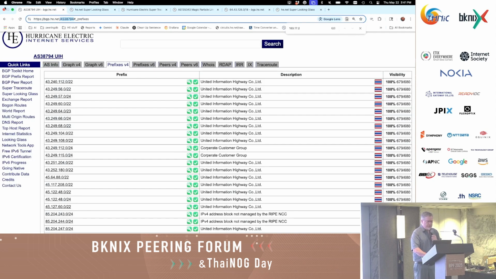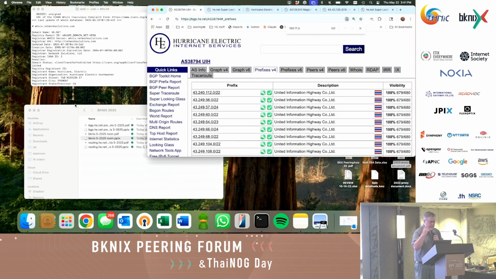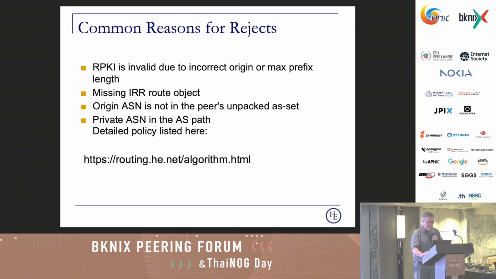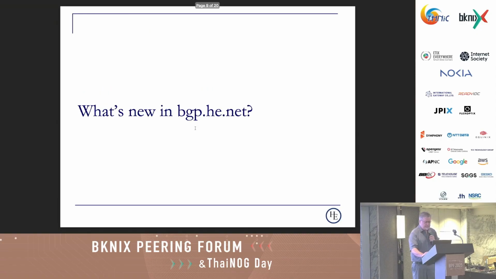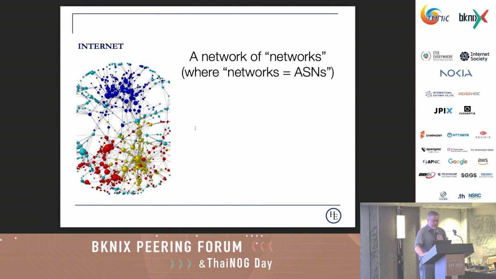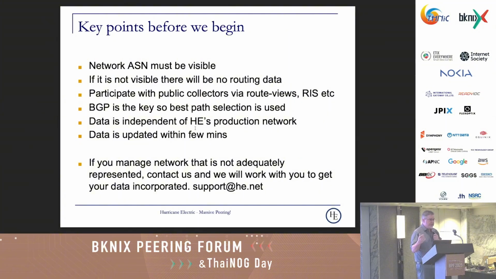So now we're going to jump over to bgp.he.net and show you what's new there. I have a full presentation that's uploaded on the peering website, so that's for you to take a look at. A network is a network where all the networks are ASNs. To be visible, that's the only way we can have you in the tool. If it's not visible, there'll be no routing data. You need to participate with different route collectors.